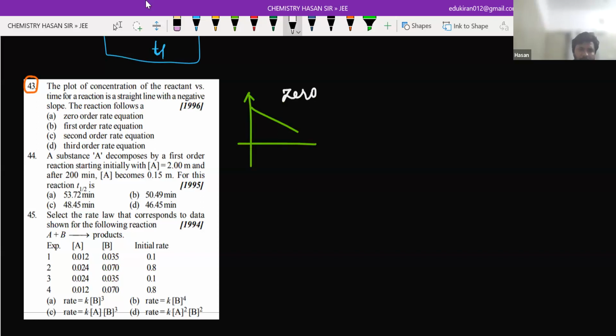So 43, if you are going to see, the plot of concentration of reactant versus time for a reaction is a straight line with a negative slope. Negative slope, that means like this. And this is for a zero order reaction. So a zero order reaction will be like this. Very good, Tarif. You have got the right answer for 44 as well.